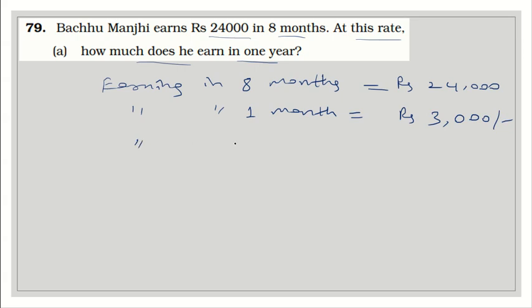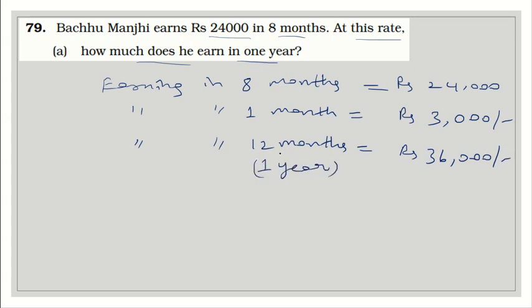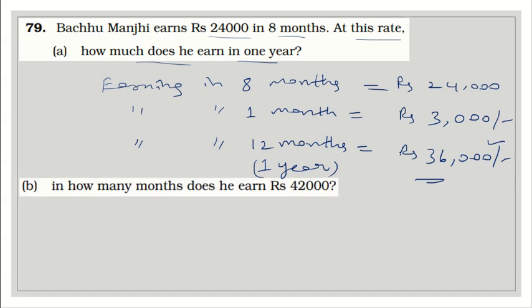So earnings in 12 months, which are actually there in 1 year. So 12 3s are 36,000. 1 year will have 12 months. So this is how we find the answer. Moving on to another question. In how many months does she earn 42,000? See, same unitary method only.